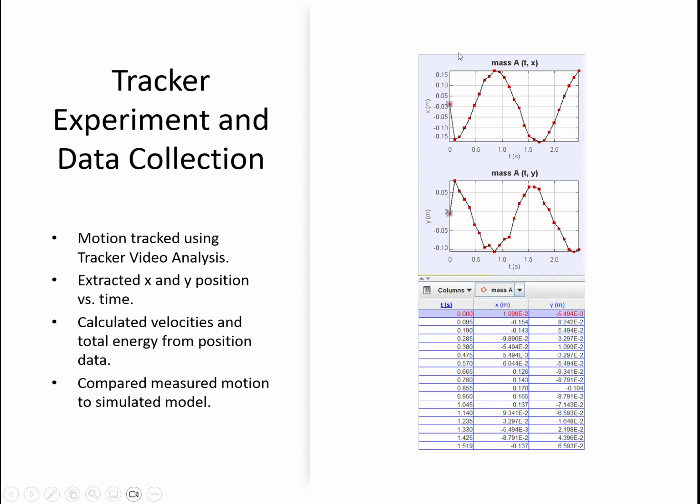So, the Tracker experiment and data collection. Here you can see the graphs. Motion was tracked using Tracker video analysis. We extracted the X and Y position versus time, then we calculated velocities and total energy from position data. And we compared the measured motion to the simulated model.